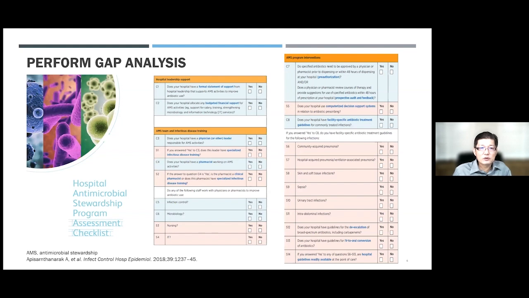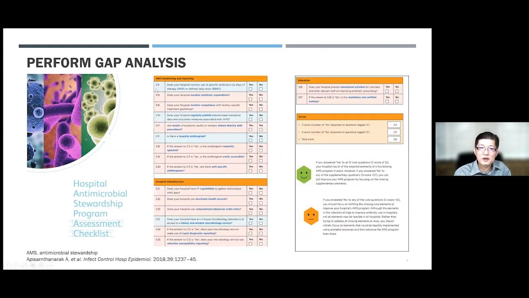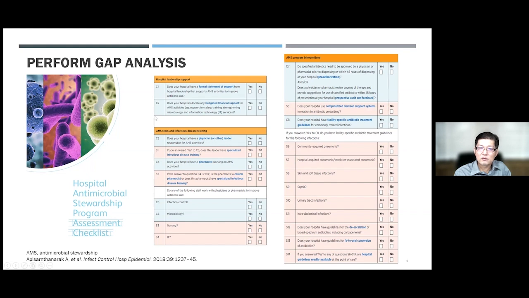The next part that I would like to share with you is the gap analysis. To perform the gap analysis, I suggest you look at this article and get into the supplementary tool. You can find the gap analysis there. The gap analysis has been broken into many parts, including the hospital leadership support, AMS team and infectious disease training, AMS program intervention, AMS monitoring and reporting, hospital infrastructure, and education, where the C represents core component and S represents supplementary component, where you have to fulfill the C first, and then you can do the supplementary component. But in some cases, you may have some partial supplementary components established in your institution already.